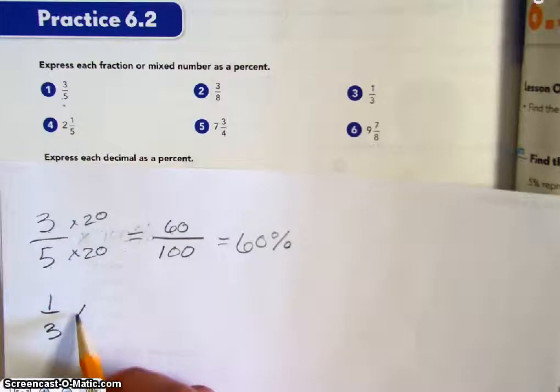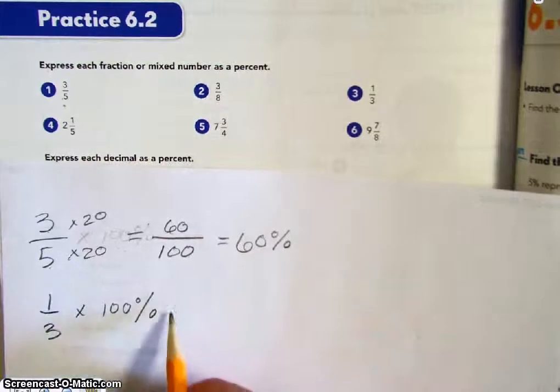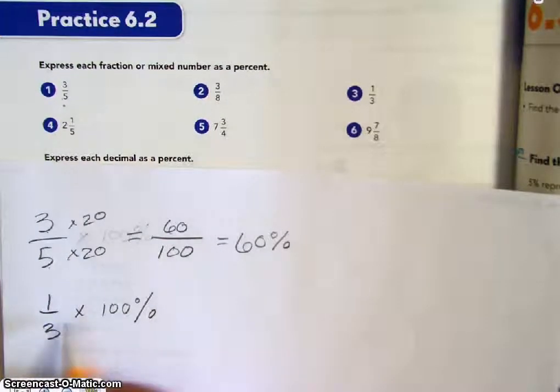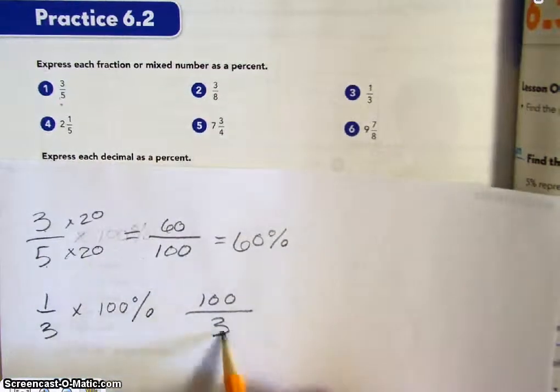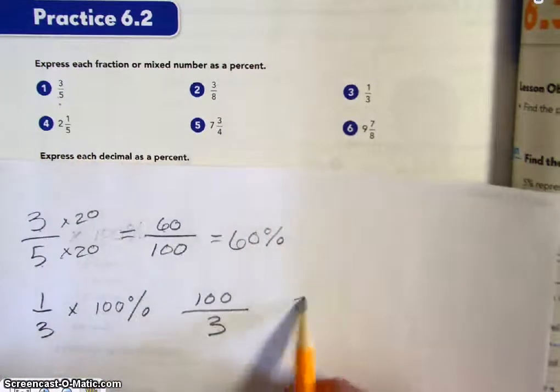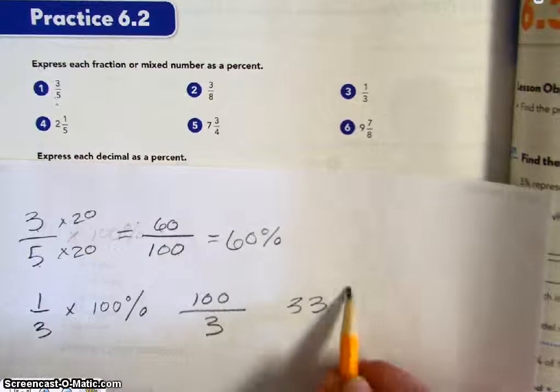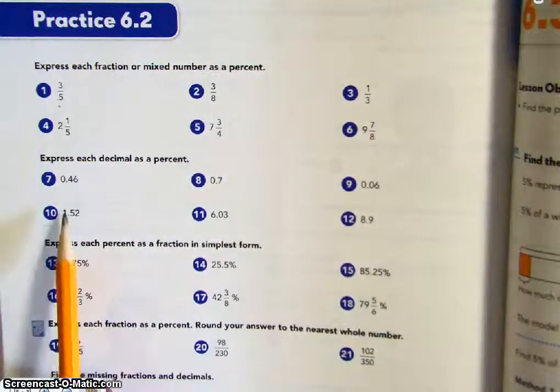So we are going to times that by 100%, and that is going to give us, remember we times the top, which would be 100 over 3, and then we go and take that and put it into a mixed number. 3 into 100 is going to be really close. Let me get my calculator here. So 100 divided by 3 is going to come out to 33 with a remainder of 1, and the answer would be 33 and 1/3. So hopefully you got that answer, and we will move on to this next section here.